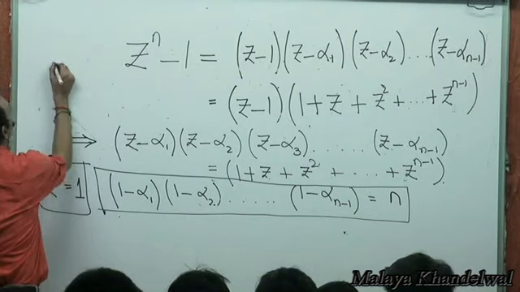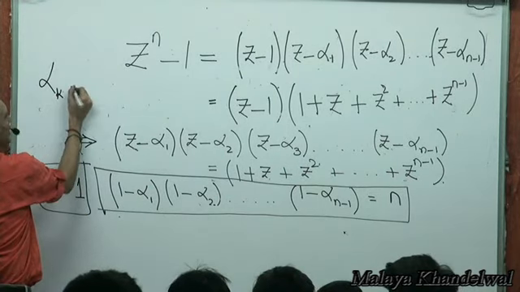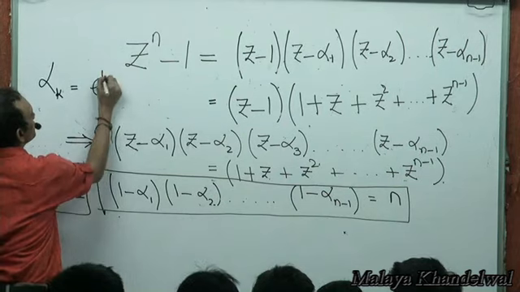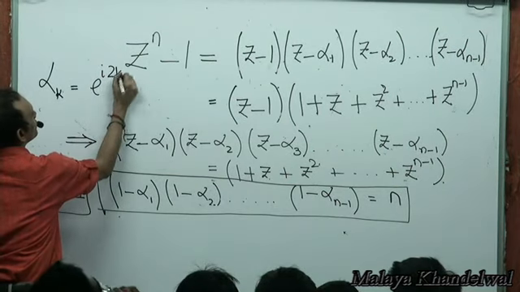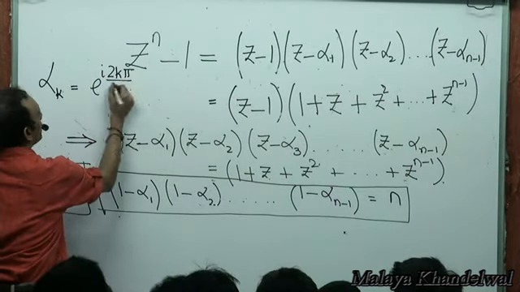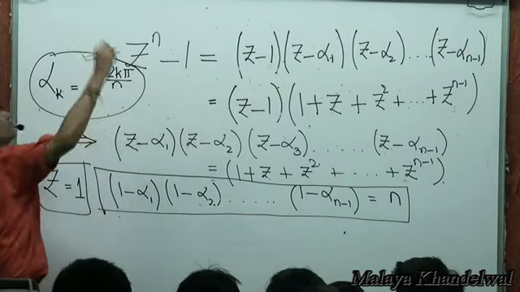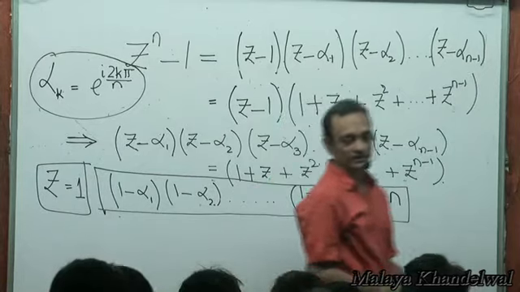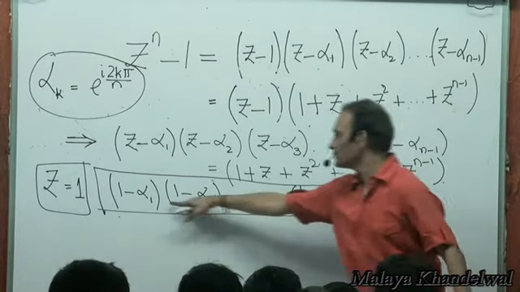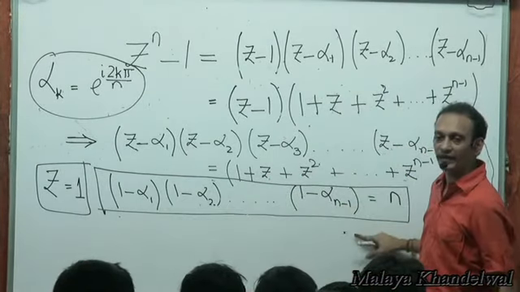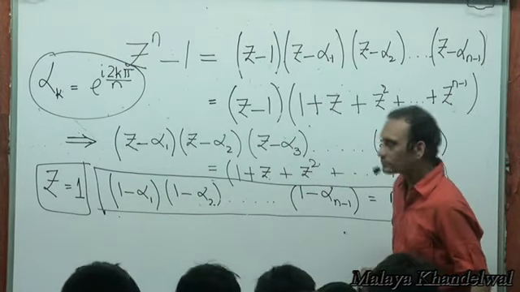Realize that the alpha k's are like zk's, which is like e to the power i 2k pi by n. These are my alpha k's. k equal to 1 to n minus 1 will give me alpha 1, alpha 2, up to alpha n minus 1. Right?